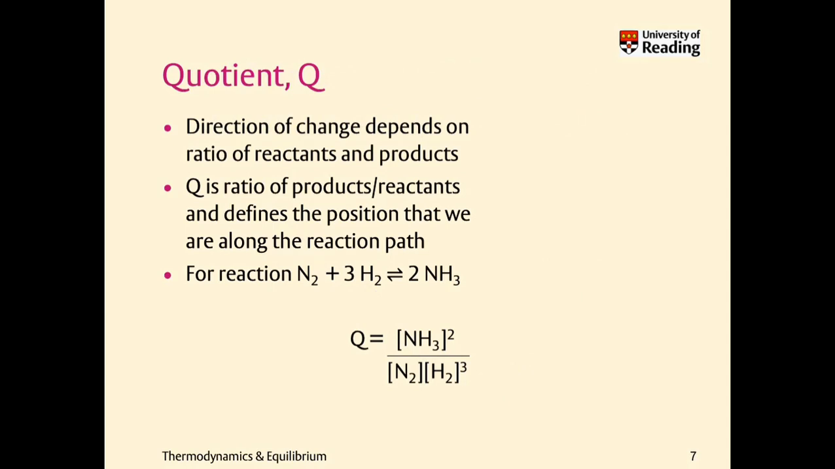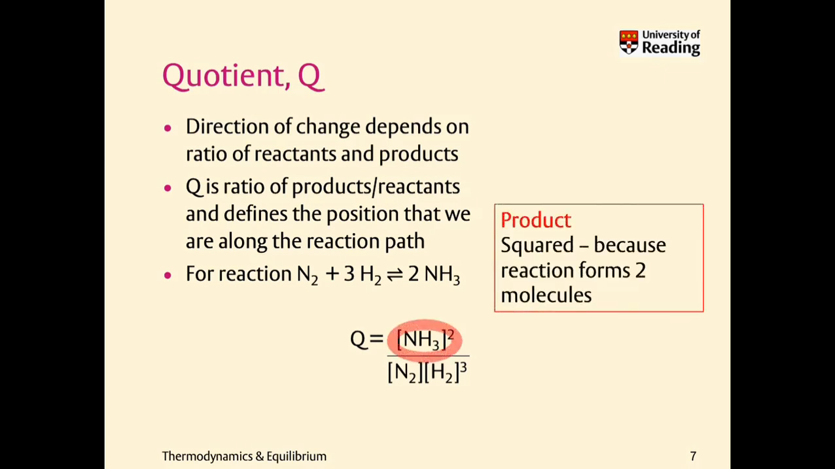The direction of change depends on the ratio of concentration of reactants and products. The quotient defines that ratio at any point along the progress of the reaction path. For the reaction forming ammonia, the quotient is given here. The quotient is the concentration of products raised to the power of stoichiometry of the reaction. So 2 molecules of ammonia form in this reaction, and the concentration is squared.